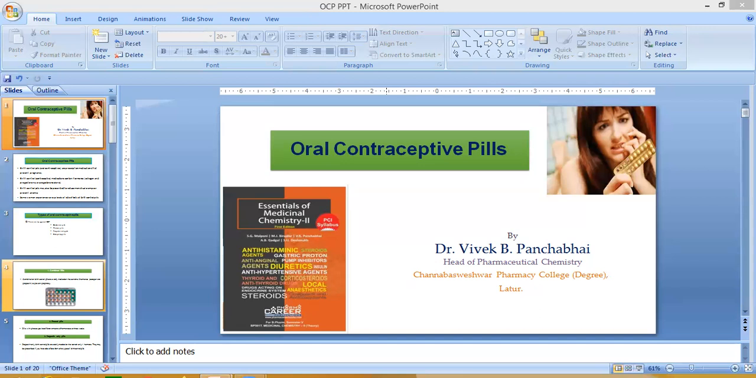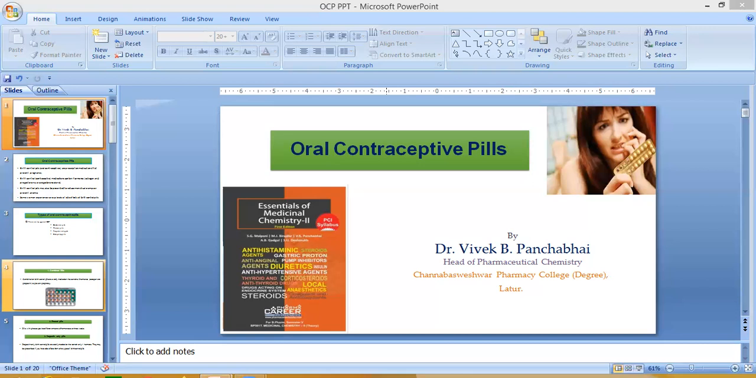And there is a third way, that is it thickens the mucus in the cervix. If you see these pictures, after pills, there is thickening of the cervix. So that's why the sperm does not reach the egg and further ovulation is prevented. This is the way oral contraceptive pills work.